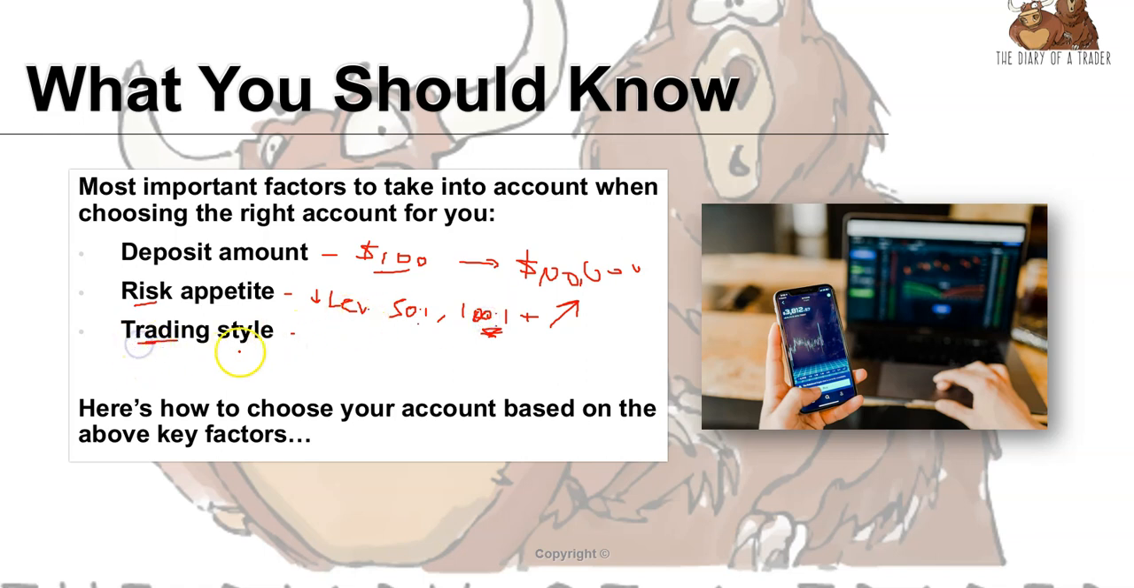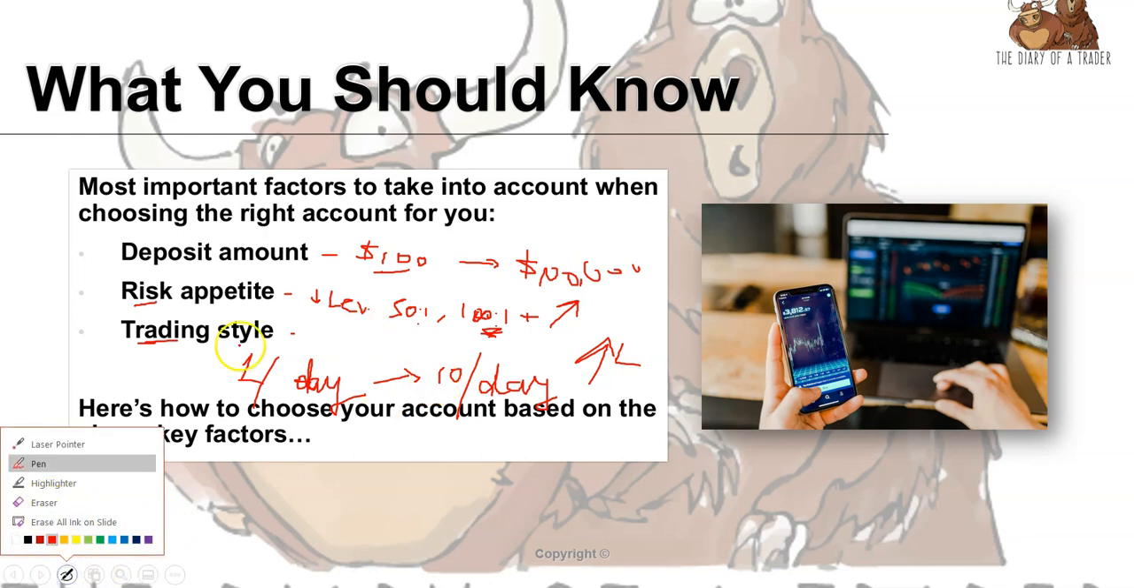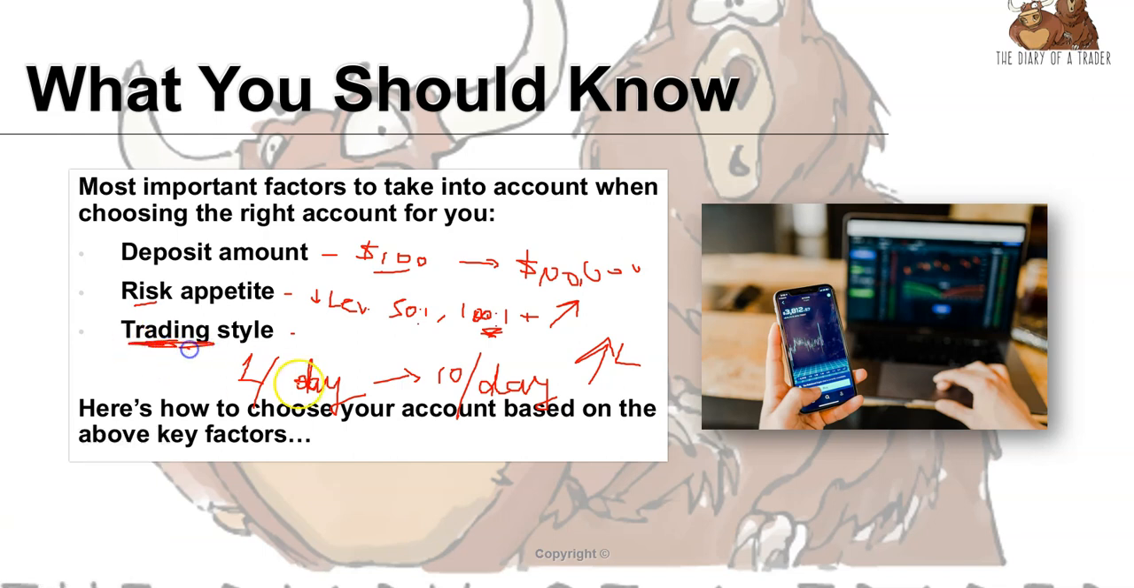Then we've got your trading style. If you take, for example, one trade per day, then you will not be risking much. Typically, you will not need the leverage. If you are taking, for example, 10 trades a day and you have many trades open, then you will need a higher leverage because otherwise you won't be able to have that buying power. So the account also depends on that. And of course, you'll also be paying higher fees if you're a very high frequency trader, because then you'll be paying commission and fees on every trade that you place.